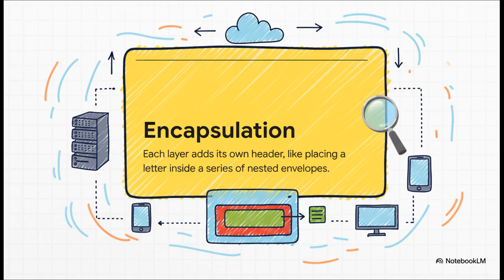Think of it like Russian nesting dolls or a series of nested envelopes. As your data travels down the stack, each layer wraps the data it receives from the layer above inside its own envelope with its own header information. So your HTTP request gets put inside a TCP segment, which then gets put inside an IP packet, which finally gets put inside an Ethernet frame. Each layer adds its own address and instructions.